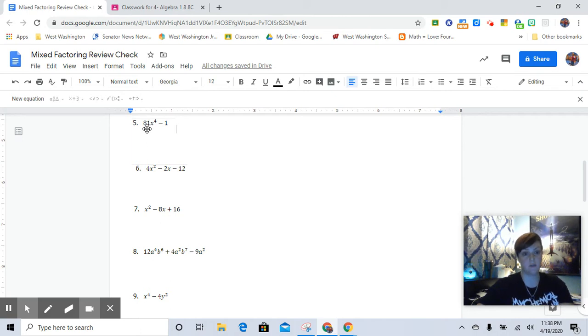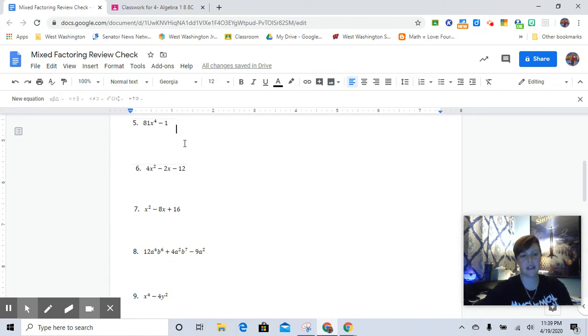81 is a perfect square. X to the fourth is a perfect square. X squared times x squared is x to the fourth. And then there's a minus sign here. Good sign. And then this 1. Is 1 a perfect square? Yes. And that's where some people kind of messed up.